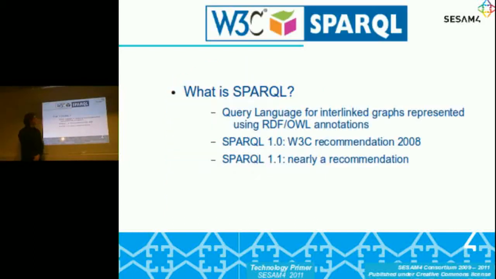So what is SPARQL? SPARQL is a specification by the W3C, World Wide Web Consortium. It's a query language for interlinked graphs that are presented in RDF and OWL. And the current version that is recommended by W3C is version 1.0 from 2008. Based on the experiences with the first version, the W3C working group on SPARQL is now actually quite close to recommending 1.1, which is an extension of 1.0 with very useful constructs. We will show some of the examples later.